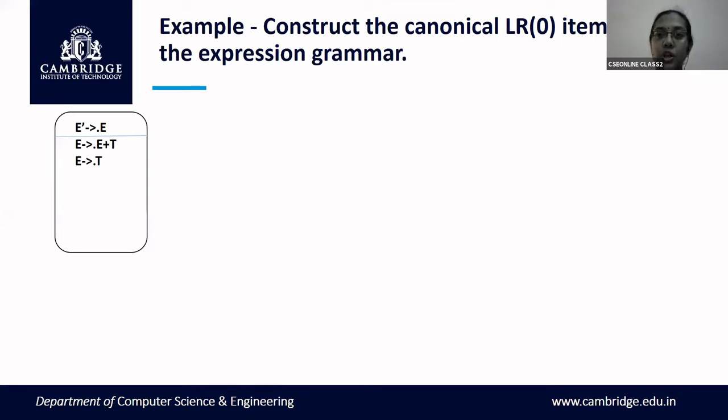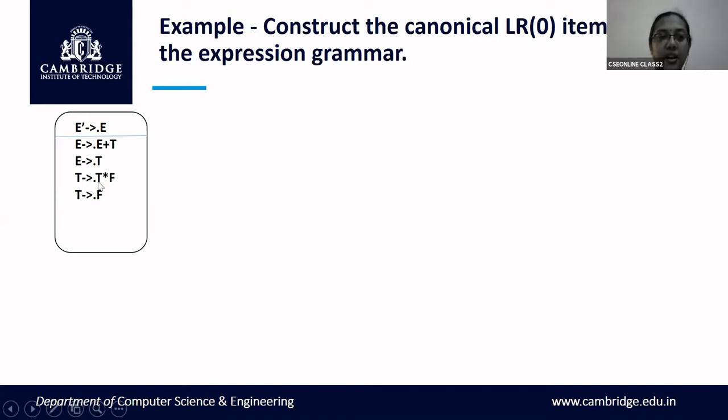What is meant by closure of T? Add all the productions where T is on the LHS. You have two different productions where T is on the LHS: T derives T star F and T derives F. So you are taking the closure of T and adding all productions where T is on the LHS of the production rule. When you add these two productions, come to the new production rule that you have added.